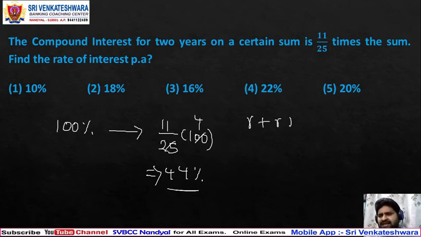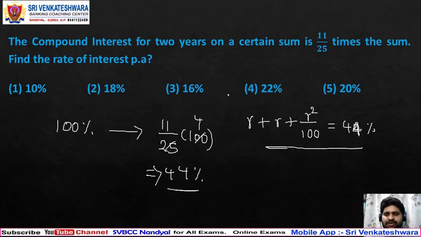R plus R square by 100. As I said, it's a continuous percentage change. R plus R square by 100, so that is equal to 44%. What is that R? Anyway, if we solve that, definitely it will take time. Let us substitute the options. So which rate of interest will give that answer?